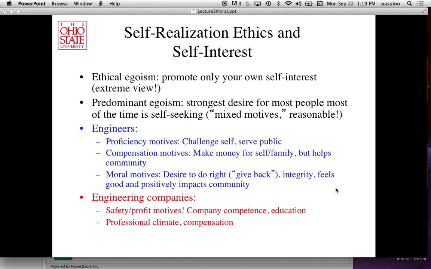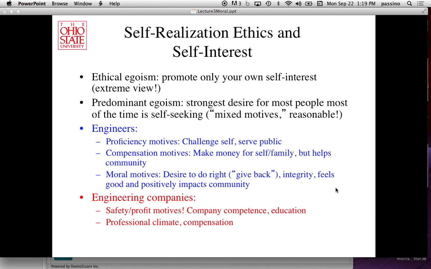Connected with that is often the desire to serve the public. Nobody wants to hurt people. You don't want people getting killed who are somebody's mother or father or kids. Nobody wants to do that, okay? So engineers are actually quite often quite serious about those issues. Engineers, of course, have compensation motives. You want to make money for yourself. There's nothing wrong with that, or for your family. Support yourself.